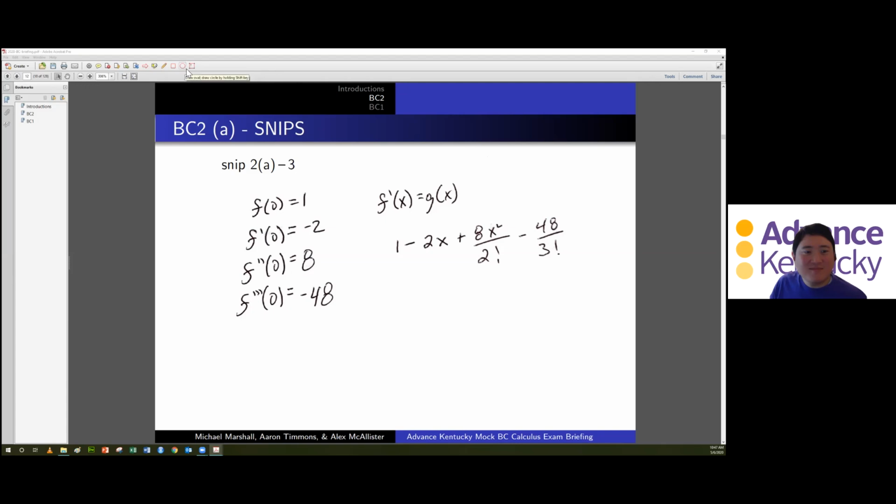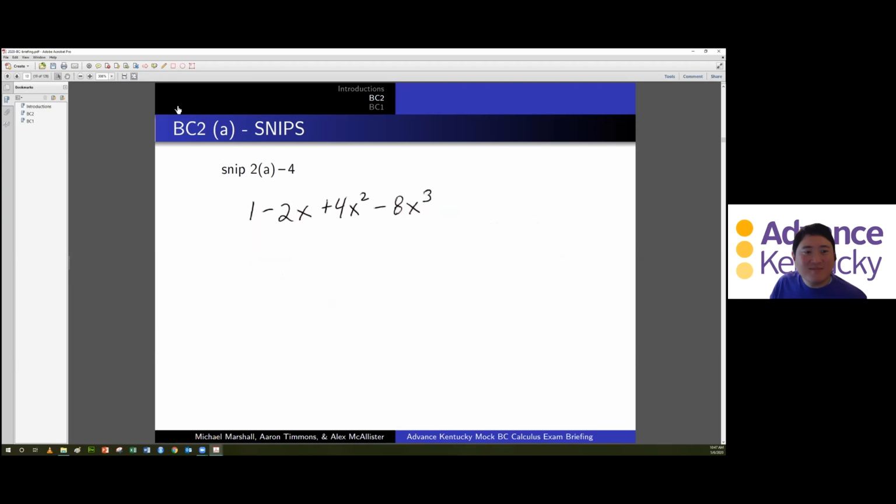Okay, let's see, they have 1 minus 2x, that's correct. They have 8x squared over 2 factorial, correct, minus 48, but they're missing the x cubed. So we're going to score this one as a 1, 0. But they don't need to simplify the factorials. Good. And the last one.